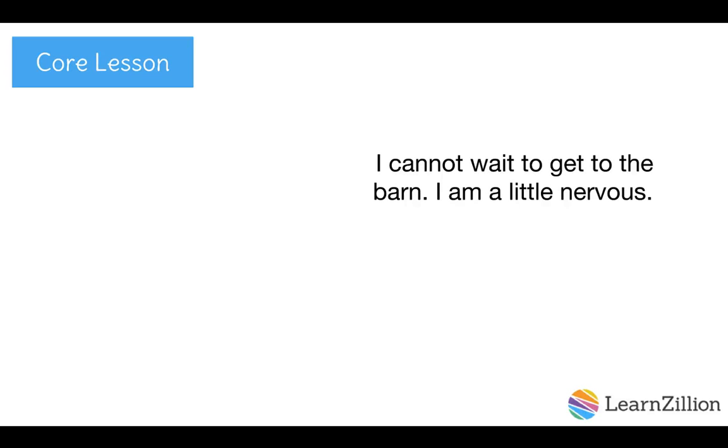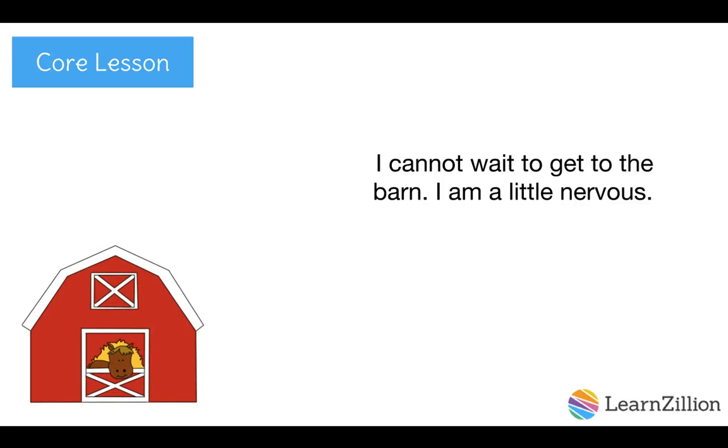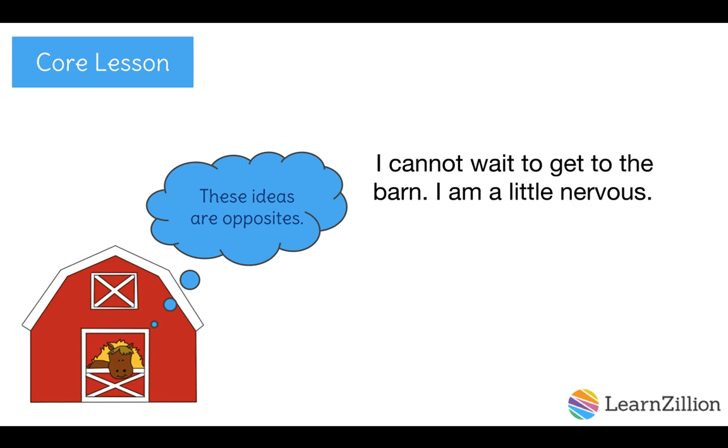Here are two more sentences from my story that sound a little bit short and choppy. I cannot wait to get to the barn. I am a little nervous. I am thinking these sentences are related. The first one makes me think the writer is excited, but the second one tells me the writer is nervous. Excited and nervous are almost opposite feelings. Let's see if we can combine them using a subordinating conjunction. I will need to choose a word from the AWUBIS list that connects these contrasting ideas.